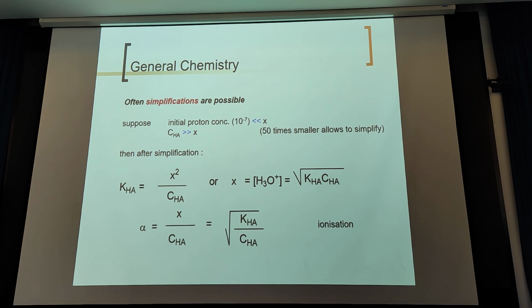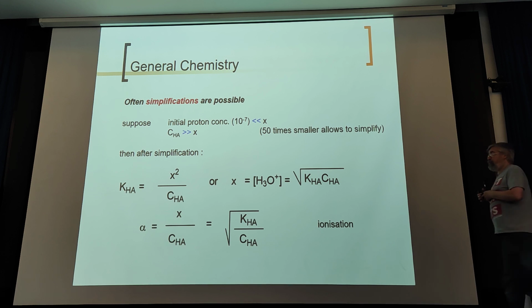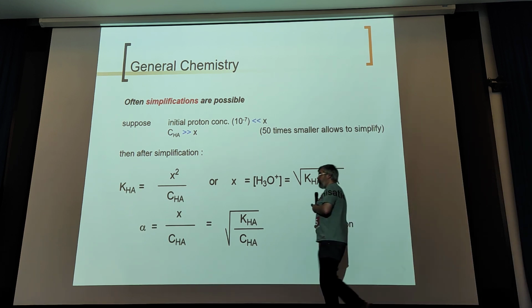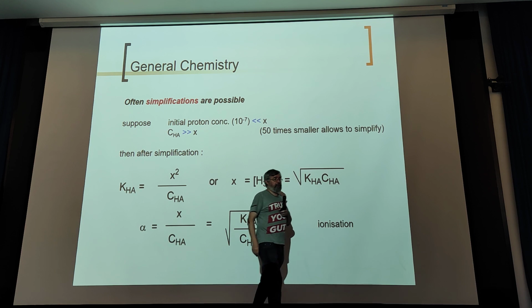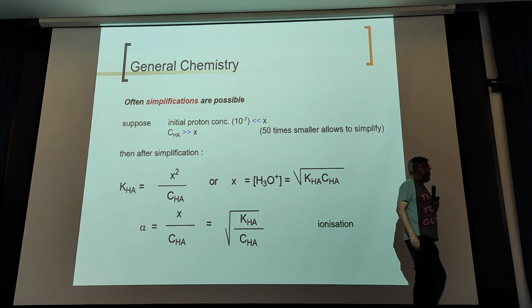We need the concentration, and we also need the equilibrium constant. The concentration is a given, and the equilibrium constant we need to find in the tables. We could ask ourselves, can we also calculate alpha from that? Actually, we can, with pretty much the same calculation, because this is the amount that has been converted, which is x, divided by the concentration which we started from. That's the same kind of thing.